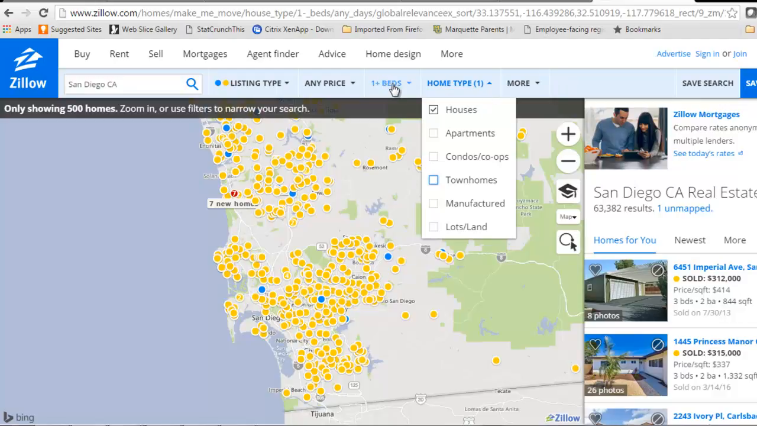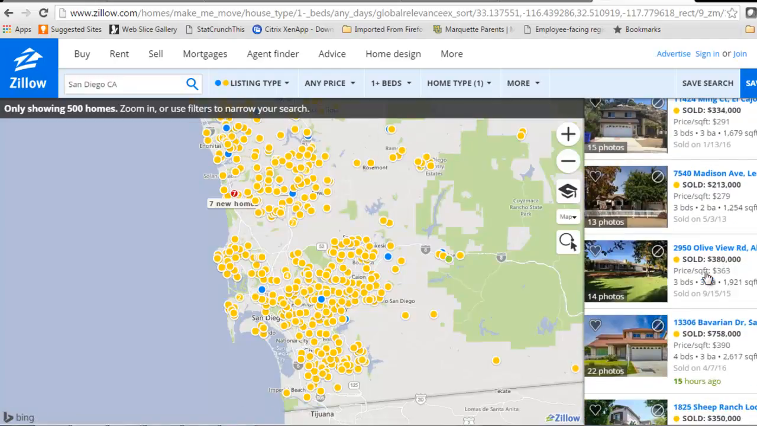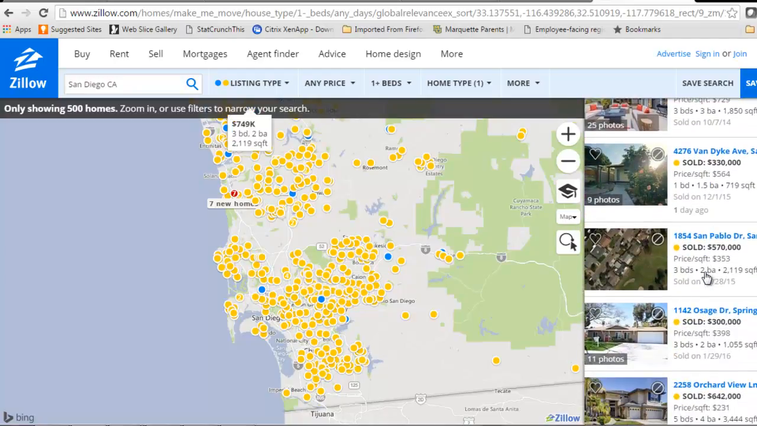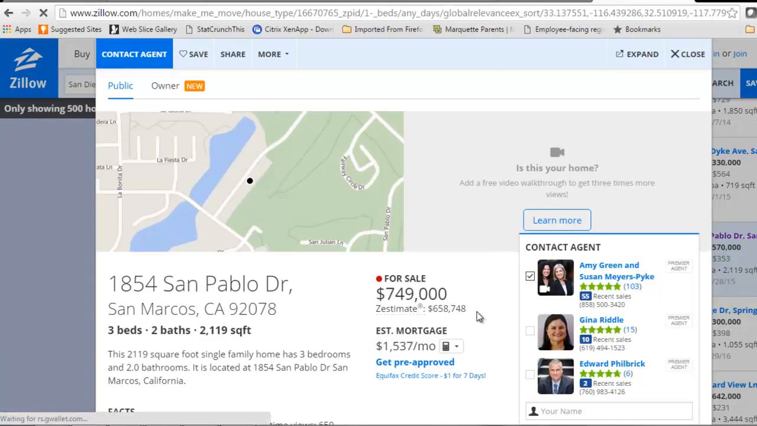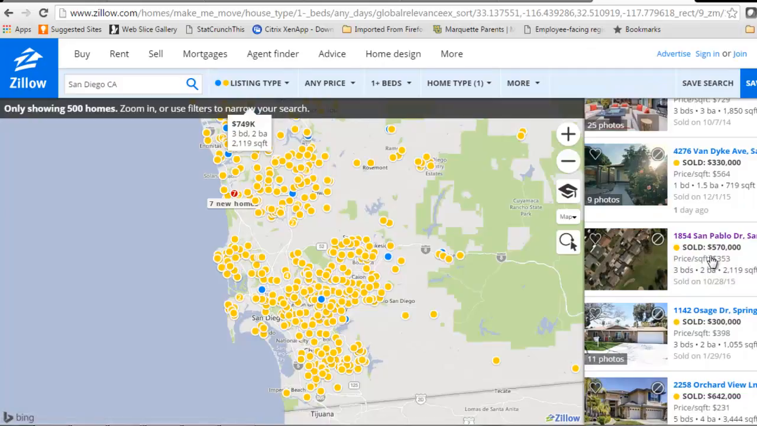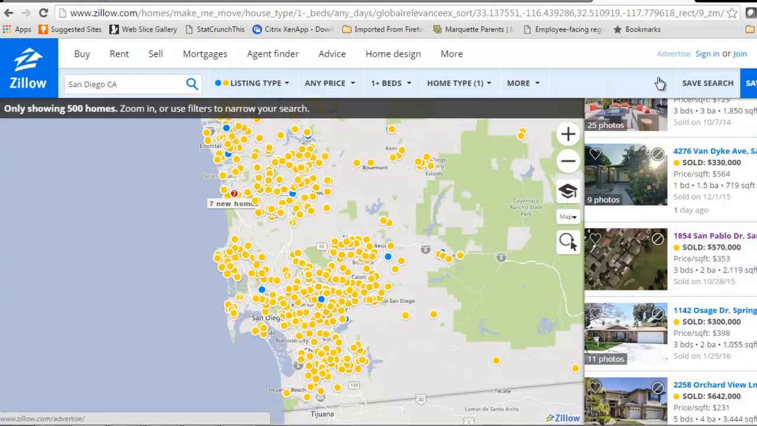Well, I guess because it says 1+ bedrooms, okay? And so you're not going to find very many 1+ bedrooms there. And down here on the right, where I'm scrolling down, it's showing the sale price and then the corresponding Zestimate. See how it says sold for $570,000? When I click on it, the Zestimate was $658,748. Follow? I don't think we're going to find very many one-bedroom homes in San Diego.